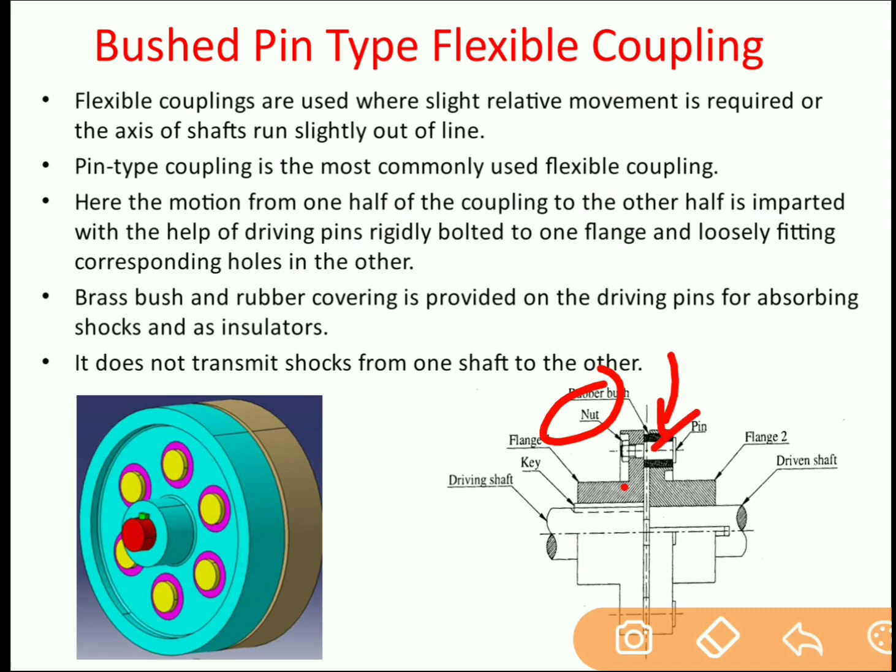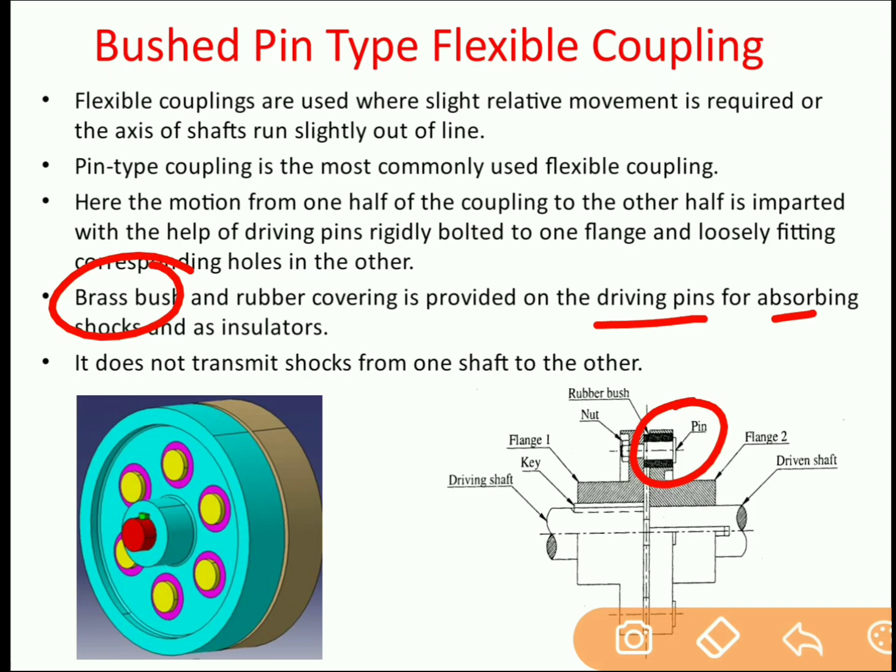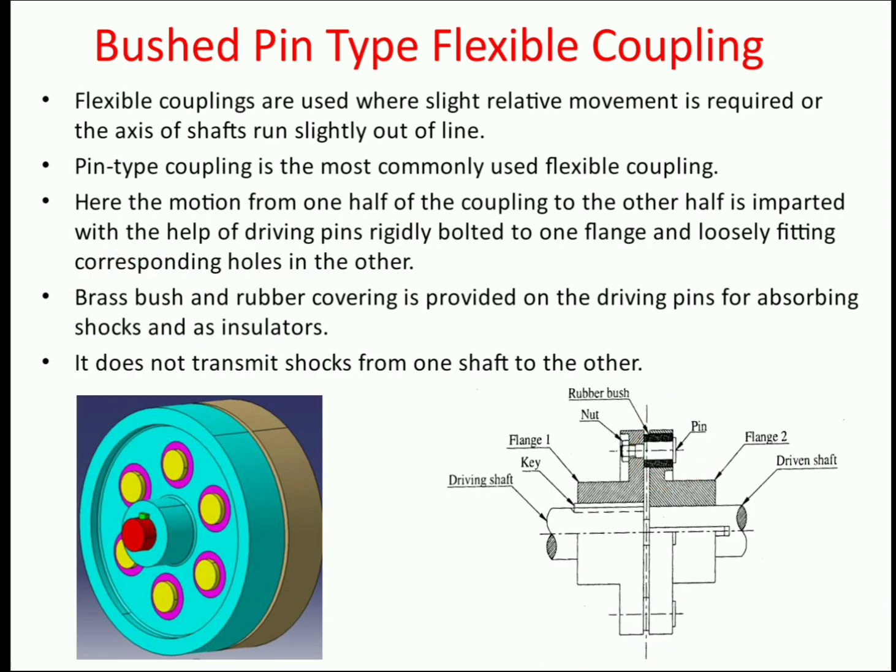Brass bush and rubber covering is provided on the driving pin for absorbing shocks and as an insulator. So this brass bush, which is shown over here in this figure, is provided on the driving pin for absorbing shock, and it also acts as an insulator. It does not transmit shock from one shaft to another.